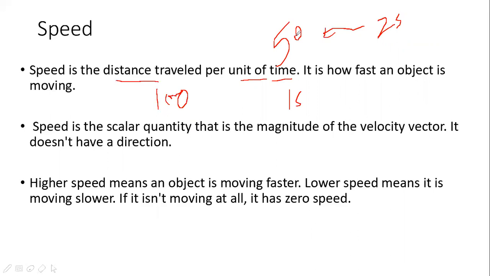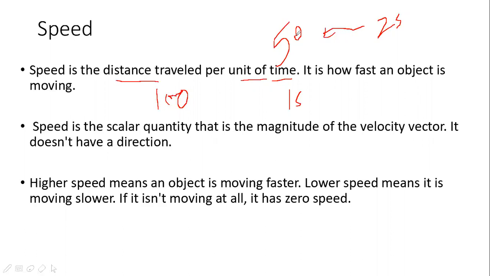Speed is a scalar because from a speedometer you cannot measure direction. If you keep your eyes on the speedometer, you cannot predict the direction. Scalar quantity, that is the magnitude of the velocity vector. It does not have direction.